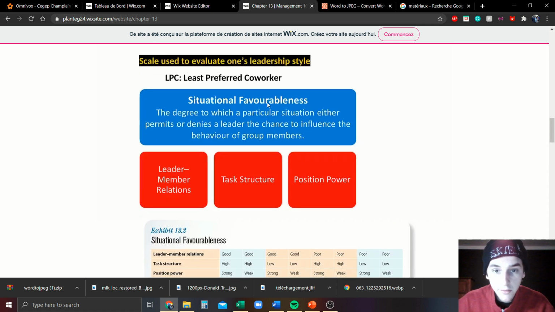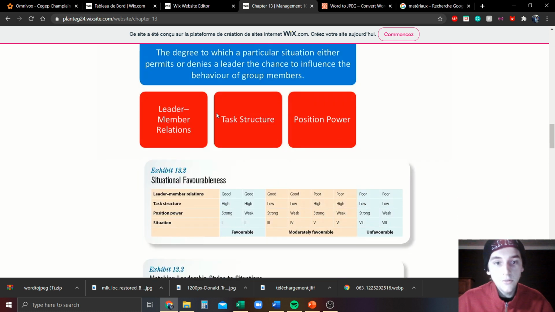Now for situational favorableness: the degree to which a particular situation either permits or denies a leader the chance to influence the behavior of group members. First, there's leader-member relations. Is the leader very good with people? Task structure: is he good at communicating and telling people what the goals are and what needs to be achieved today or tomorrow? As for position power, how able are they to hire, fire, take decisions, maybe have a greater role? This is the position power of people.